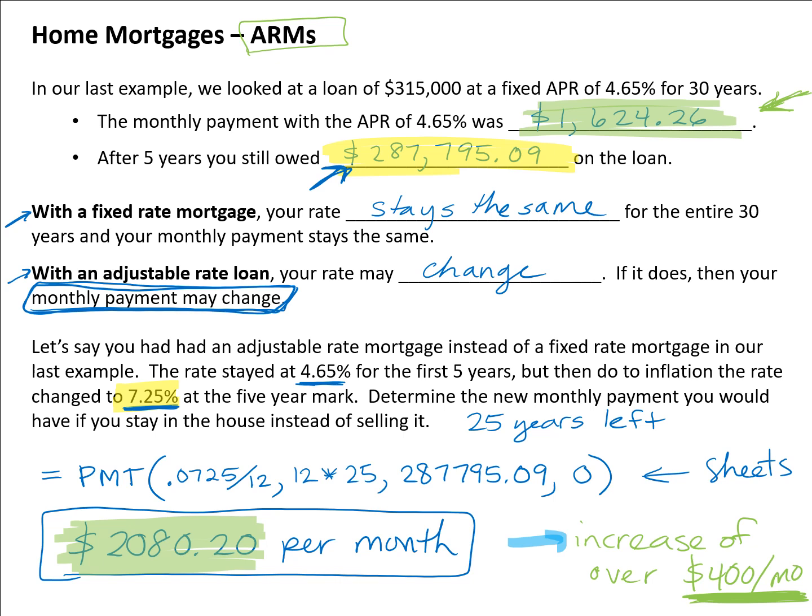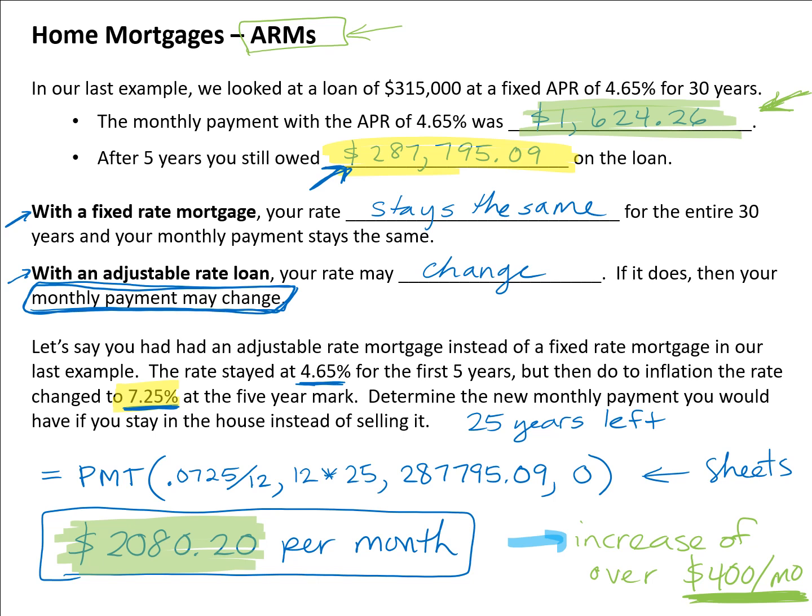Where people sometimes will be attracted to ARMs is when you look at short-term loans. Maybe you know you're only going to be in the house for 3 or 4 or 5 years. If that's the case, many organizations will lock in a particular low rate initially for a couple of years. So if you're locked into a lower rate before it changes to the higher rate, you may be just fine with an adjustable rate mortgage if you know you're going to get out of the loan within 5 years.